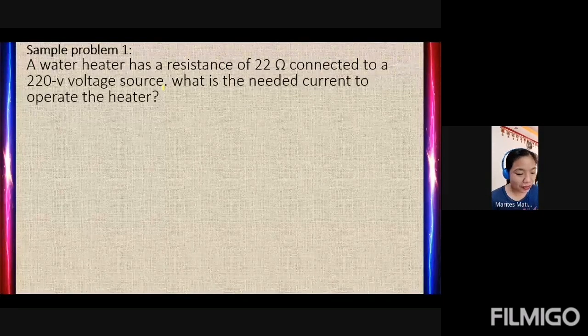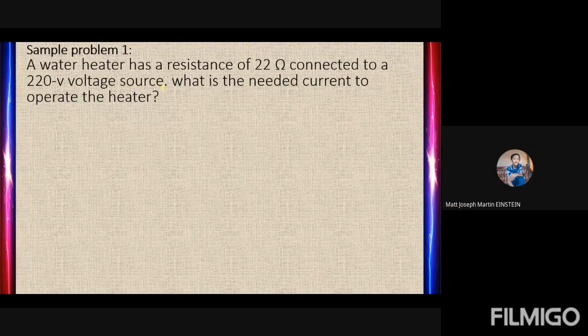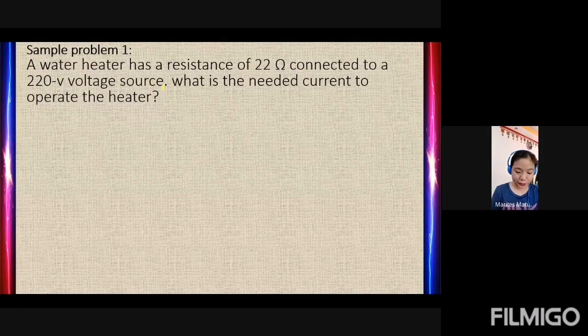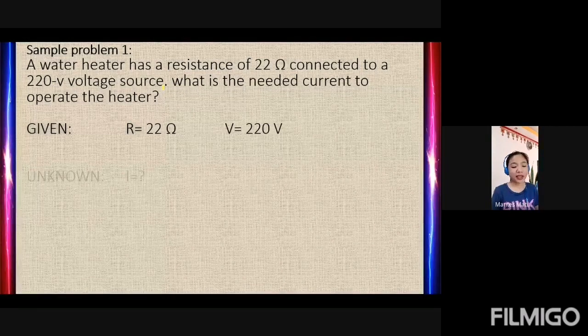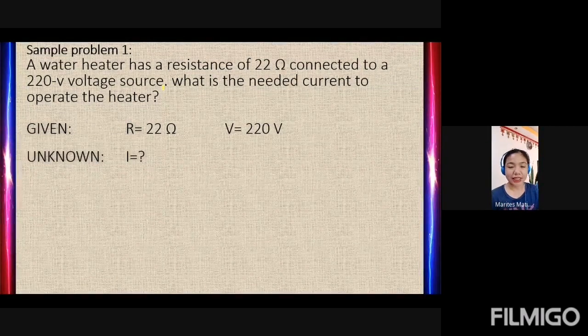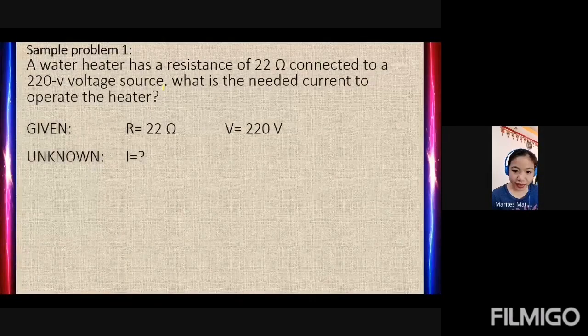So, what are the given in the problem? So, what are the given, Matt? Ma'am, given resistance and voltage. Okay, so the given are the resistance, which is 22 ohm, and voltage. So we are finding for current. Correct. So what's the equation?